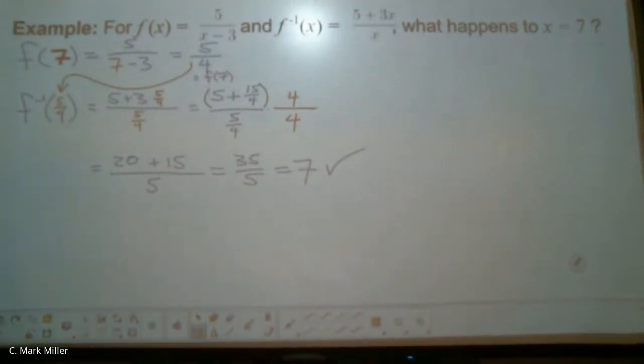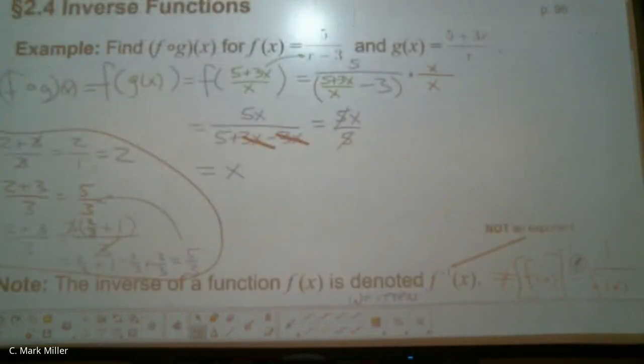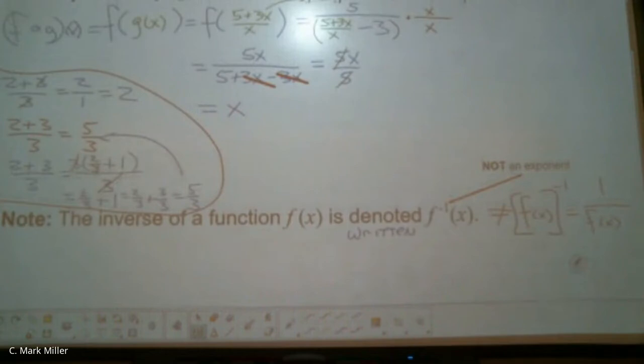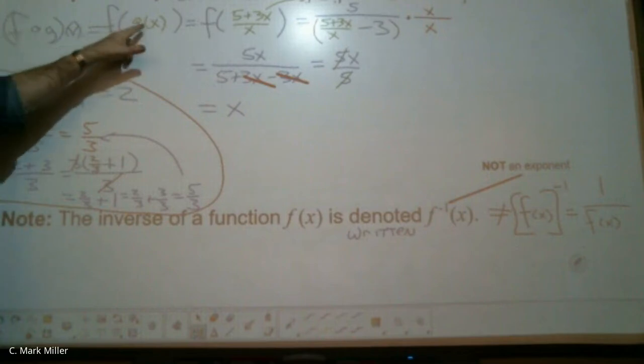There we go. Questions on that? I have a question on the previous one, just for my understanding. So F of G means F of G, right? Yeah, it means you stick G into F. You stick G into F.